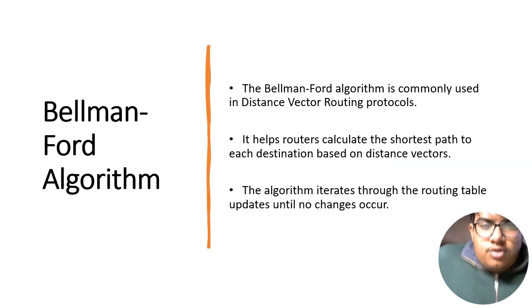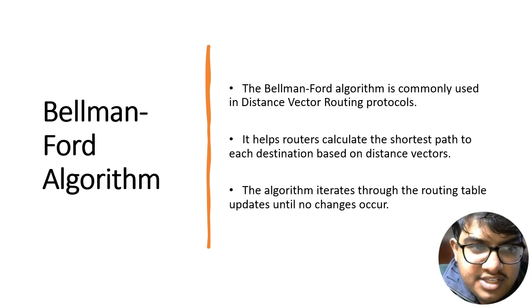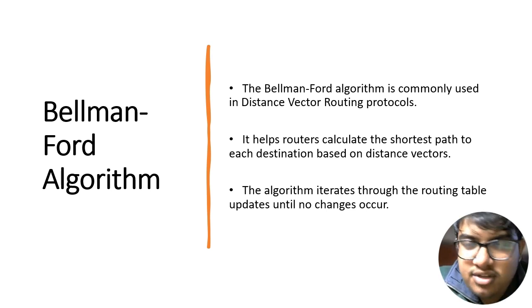So now one of the concepts in distance vector routing, or one of the algorithms which is used over there, is also known as the Bellman-Ford algorithm. The Bellman-Ford algorithm is commonly used in distance vector routing protocols as it helps routers to calculate the shortest path between each destination based on the distance vectors. The algorithm iterates through each routing table and updates it until no changes can occur in that given table.